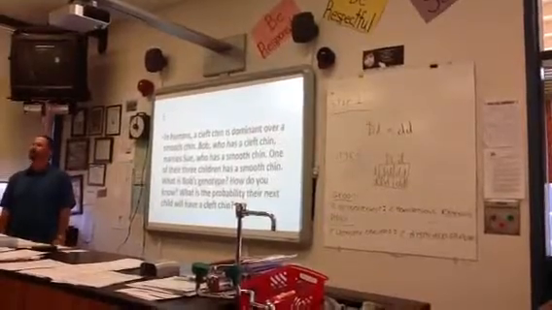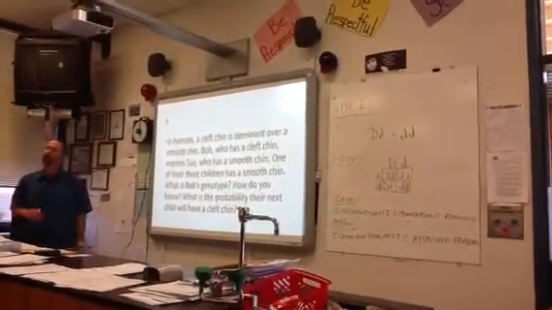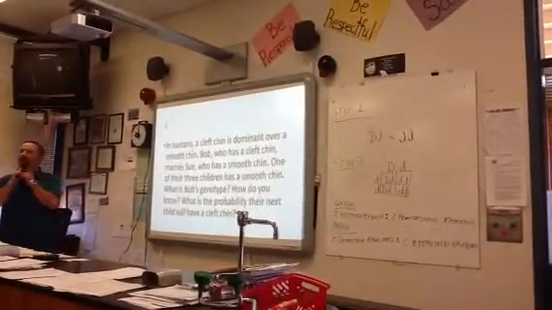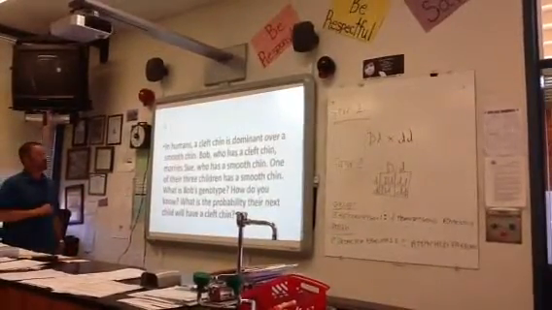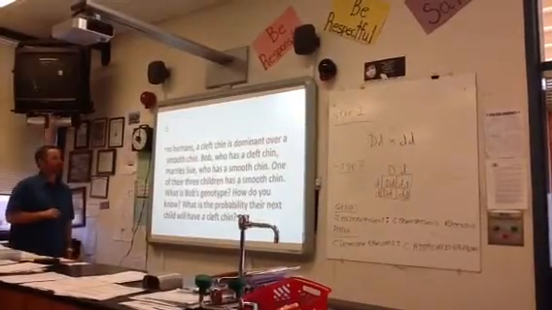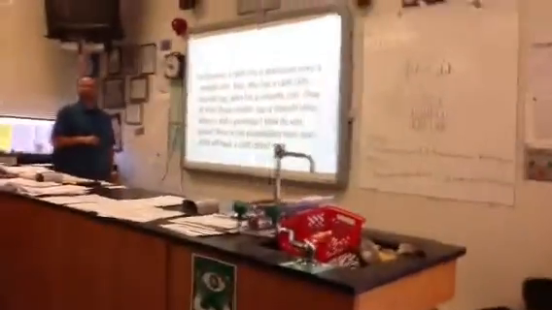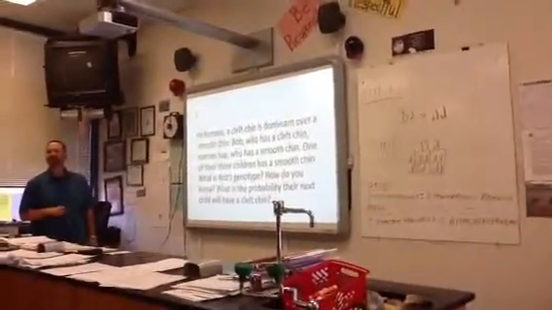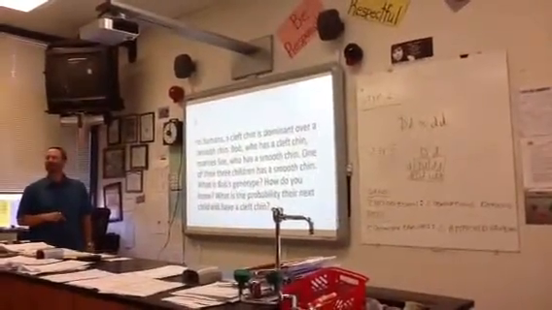Okay, so now I want you guys to read this and see if you can figure out the answer. So I'm going to read it real quick, and I want you guys to try to figure this out. So in humans, cleft chin, that's butt chin, is dominant over having a smooth chin. Bob, who has a cleft chin, marries Sue, who has a smooth chin. One of their 3 children has a smooth chin. What is Bob's genotype?